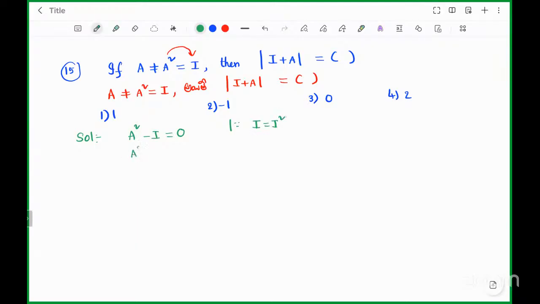So A square minus I square is equal to the null matrix. Again, A square minus I square we can write as A plus I into A minus I, like a plus b into a minus b, equal to O. But according to the problem here, A does not equal I. A minus I does not equal the null matrix.